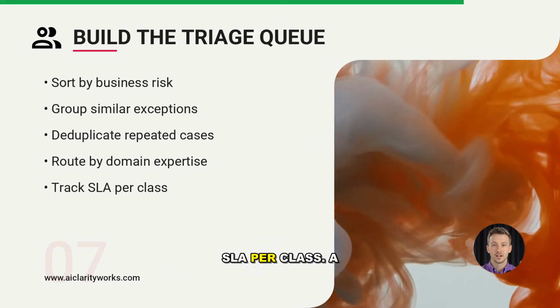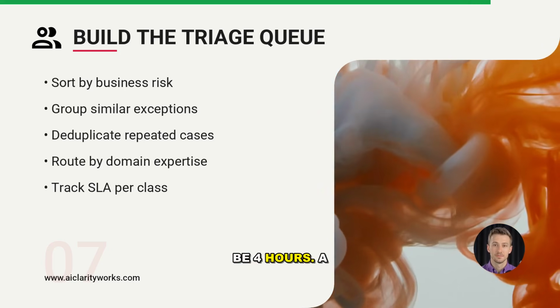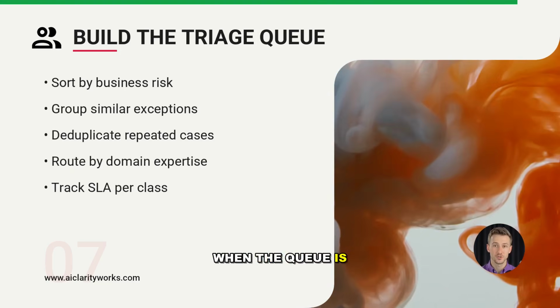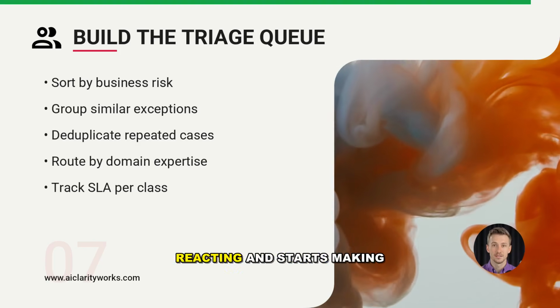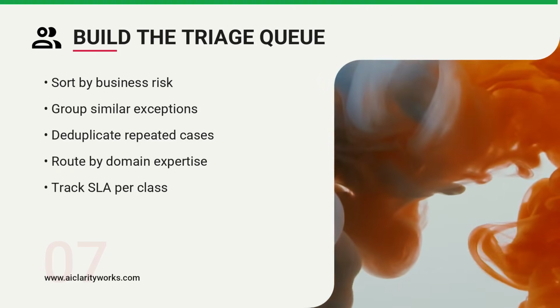Track an SLA per class. A chargeback risk class might be 4 hours. A low-impact formatting issue might be 3 days. When the queue is structured, your team stops reacting and starts making deliberate trade-offs, and those trade-offs become data.